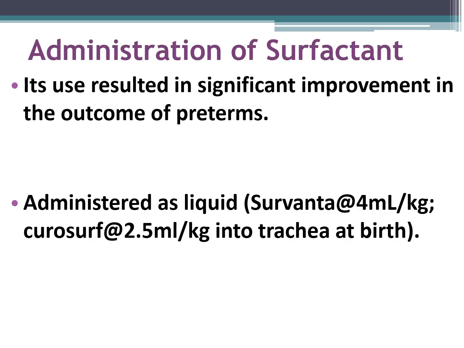So already we have seen the important aspects about the bag and mask ventilation, positive pressure ventilation, endotracheal tube intubation, everything. If the baby's lung is immature, if the baby is a preterm baby, you can administer the surfactant also. You can administer it as liquid. You can use the Survanta at 4 ml per kilogram or Curosurf at 2.5 ml per kilogram into the trachea at birth. So this will ensure the lung maturity in the case of premature babies.